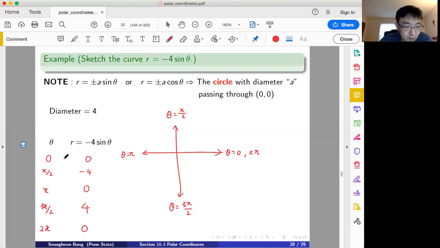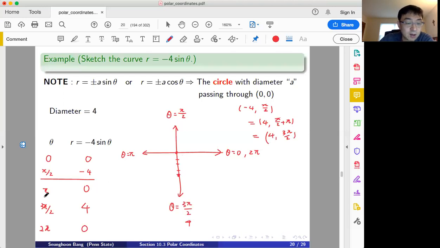Next, angle 0 has length 0. This point. Pi over 2 has minus 4. What does it mean? Negative 4 at pi over 2 is exactly the same as 4 at pi over 2 plus pi, right? So we have 4 at 3 pi over 2. The 3 pi over 2 length is 4: 1, 2, 3, 4. We have it.